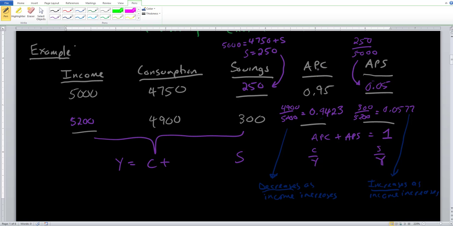Average propensity to consume, C divided by Y, and average propensity to save with S divided by Y. Remember that these equations right here are going to help you and guide you as we work through a lot of problems. So once again, APC and APS, we'll take a look at the next two concepts, which are very similar, but also calculated in a different manner. So we'll go ahead and take a look at the marginal measures in the next video.